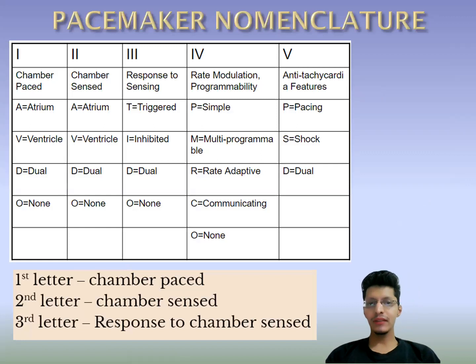How do we give it a nomenclature? It is according to 1, 2, 3, 4, and 5. 1 is the chamber paced, 2 is the chamber sensed, and 3 is the response to the chamber sensed. So the chamber paced could be atria, it could be ventricle, or it can be atrioventricular pacing. Okay.